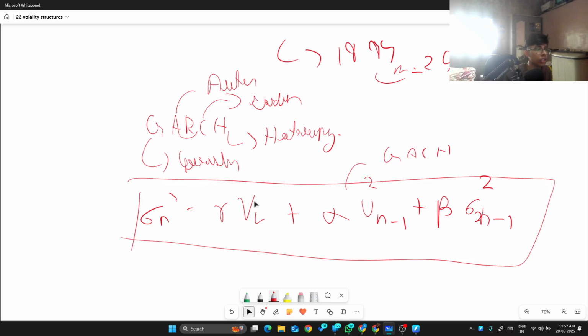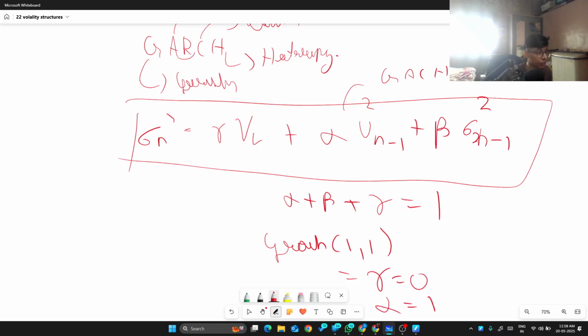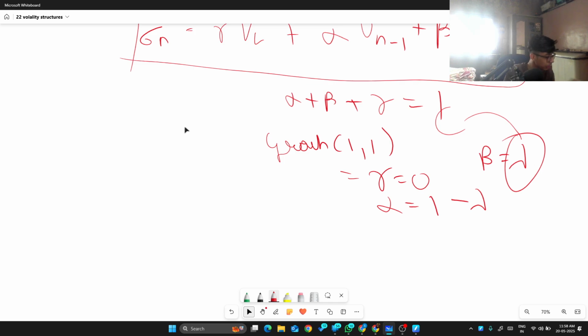where alpha plus beta plus gamma equals 1, because they are all weights and their sum should be 1. And for generalized GARCH 1,1, we use gamma equal to 0, alpha equal to 1 minus lambda, and beta equal to lambda. So in reality, we have to find the value of lambda where we have a maximized result. That is our GARCH model.